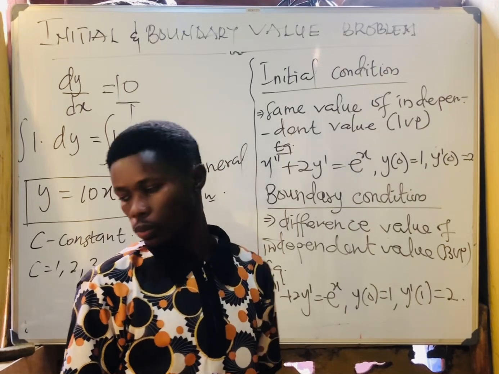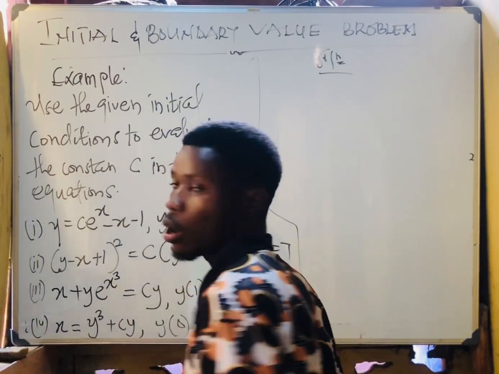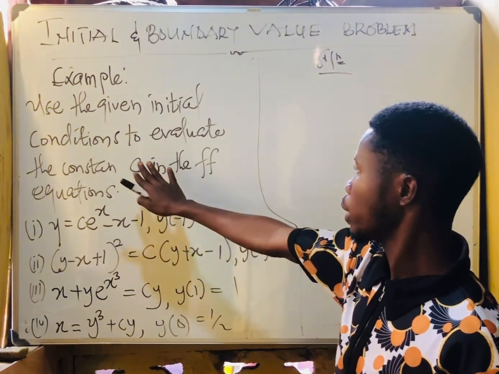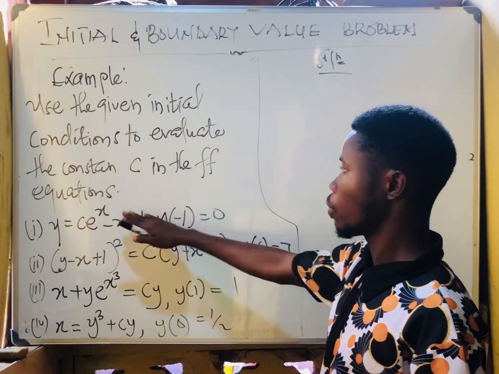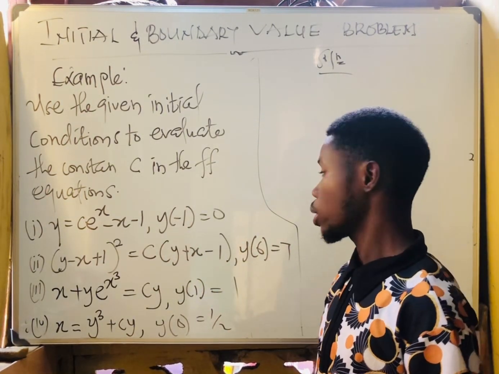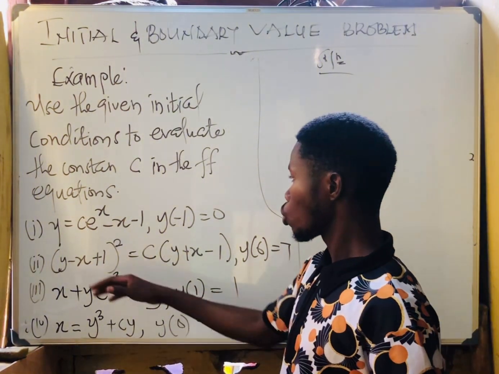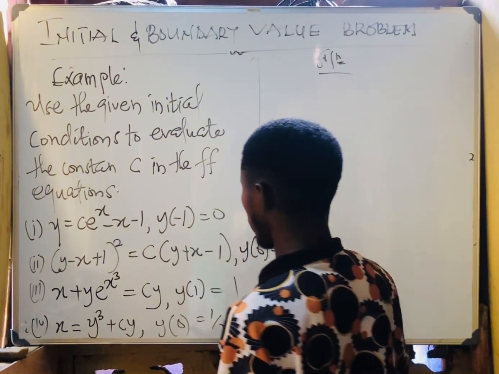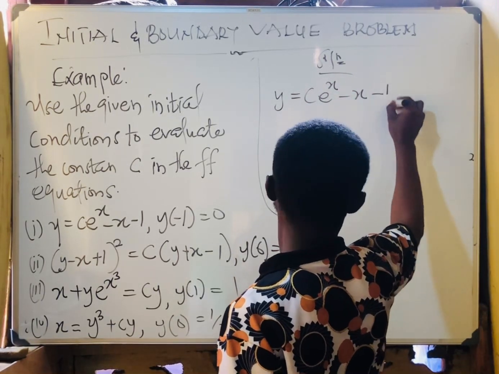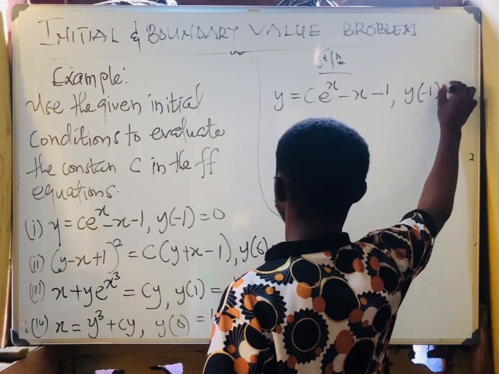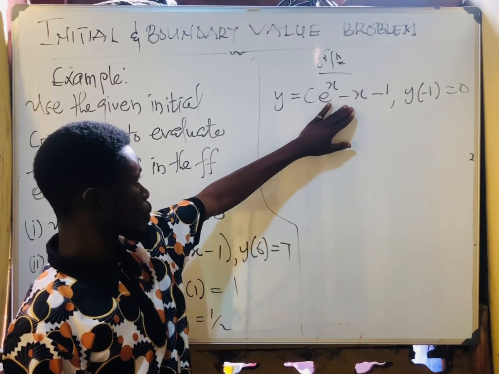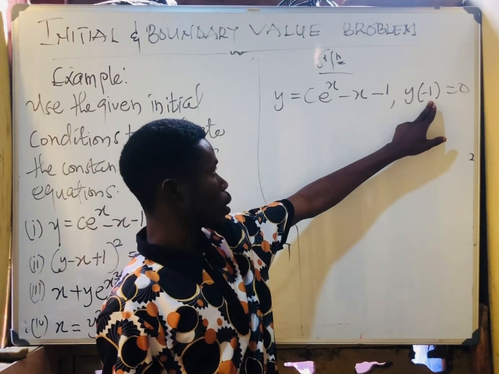Now let's look at an example. Use the given initial conditions to evaluate the constant c in the following equation. Whatever has been given to us here is the initial condition, not the boundary condition. So the first one: you have y equals c e to the power x minus 1. The initial condition is this.